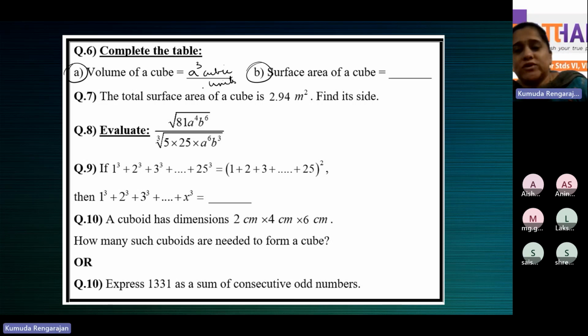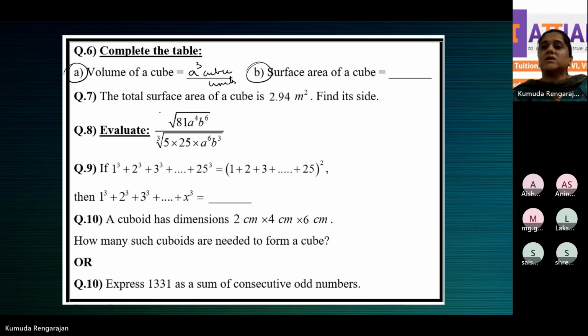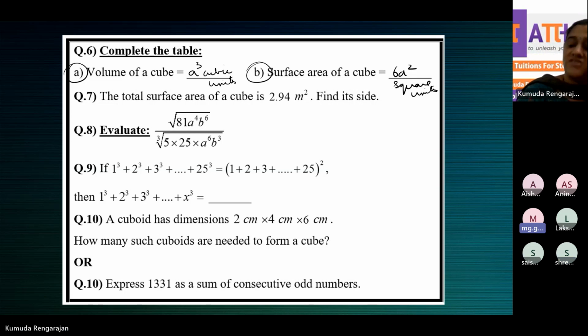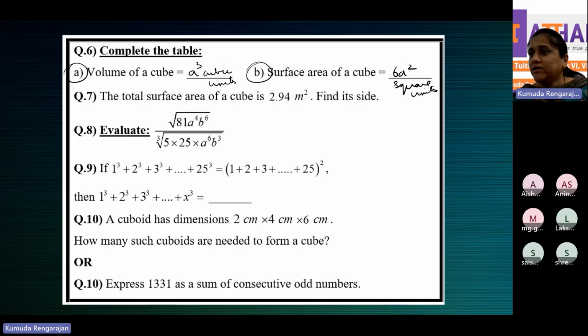What about the surface area of a cube? 6a squared, ma'am. 6a squared, square units. How many faces does a cube have? 6, ma'am. 6 faces. Each face is a square. What is the area? Each face is a square. What's the formula to find the area of a square?